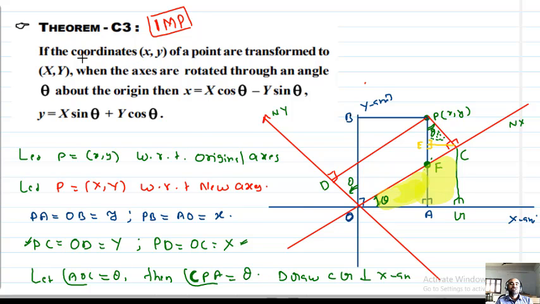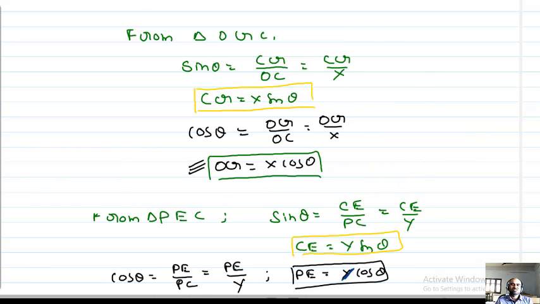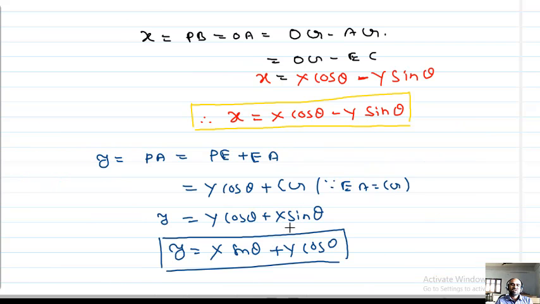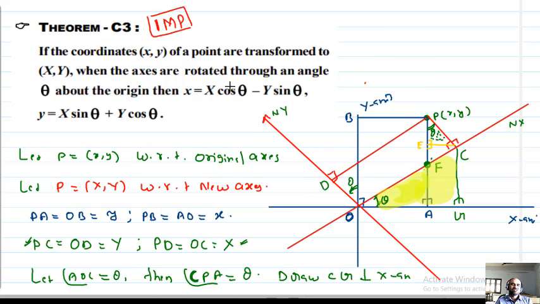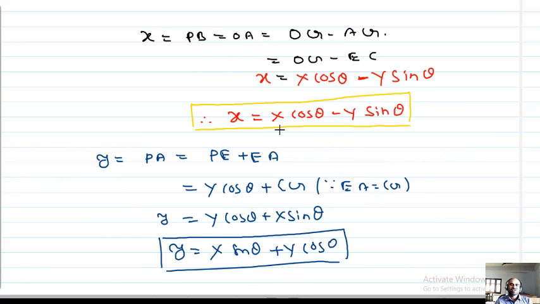If the coordinates small x comma small y of a point are transformed to capital X comma capital Y when the axes are rotated through an angle of theta about the origin, then the relation between those two is: small x equals capital X cos theta minus capital Y sin theta, and small y equals capital X sin theta plus capital Y cos theta. But how to remember? They are very difficult, no? So have a tool to remember this.